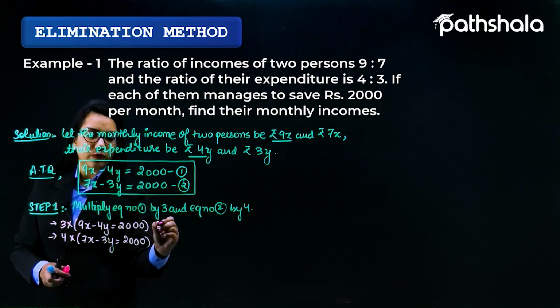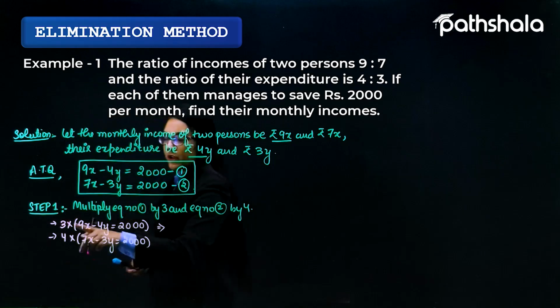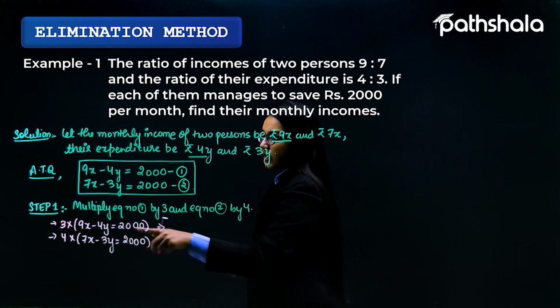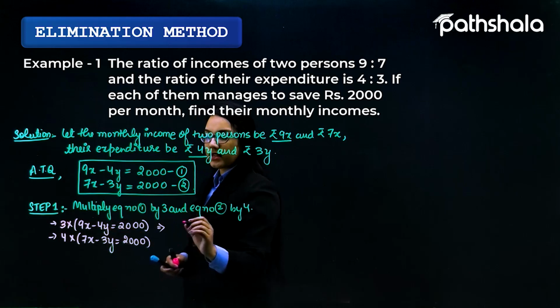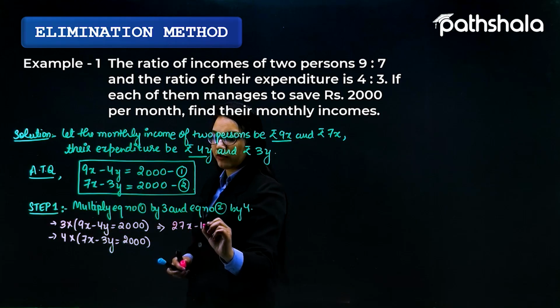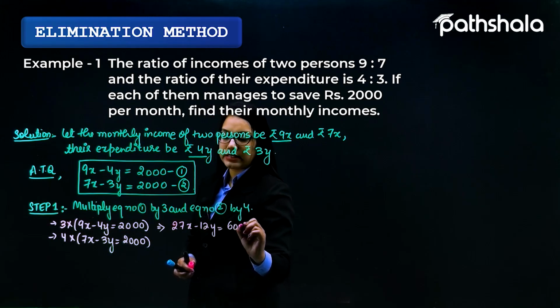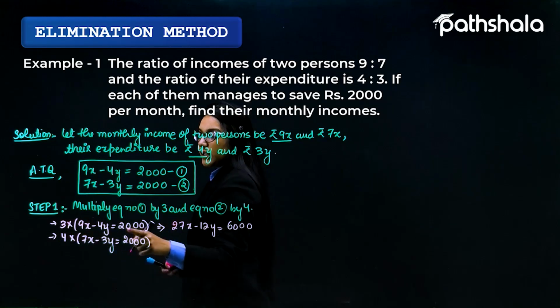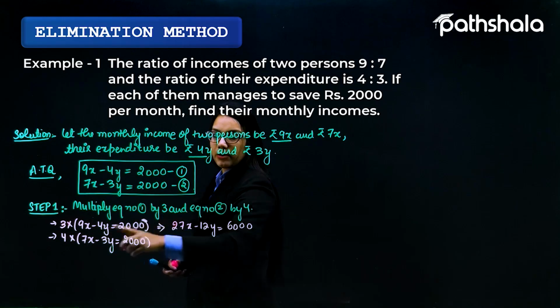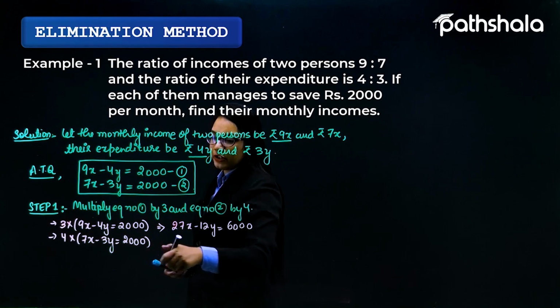Let's see what value we get from here. When 3 gets multiplied with each and every term, we get 3 into 9, which is 27x, minus 12y, which is equal to 6000, because 3 is multiplying with each and every term. Similarly, 4 is multiplying with each and every term over here.